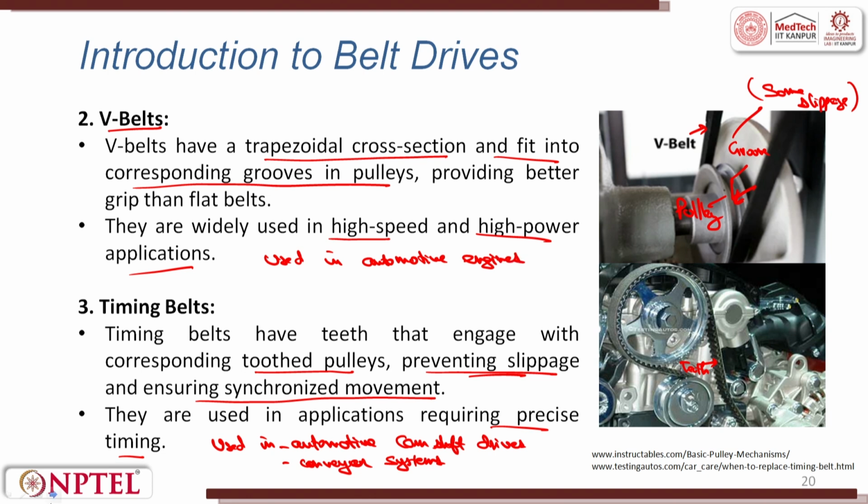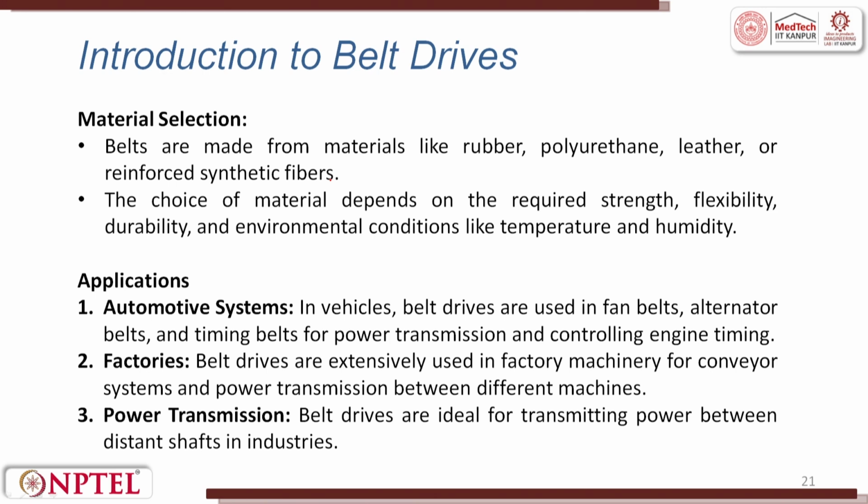Next is material selection. As I mentioned previously as well, belts are made from materials like rubber, polyurethane, leather or reinforced synthetic fibers. The choice of material depends upon the required strength, flexibility, durability, and environmental conditions like temperature or humidity. Applications could be multiple, like I mentioned in the previous slides.